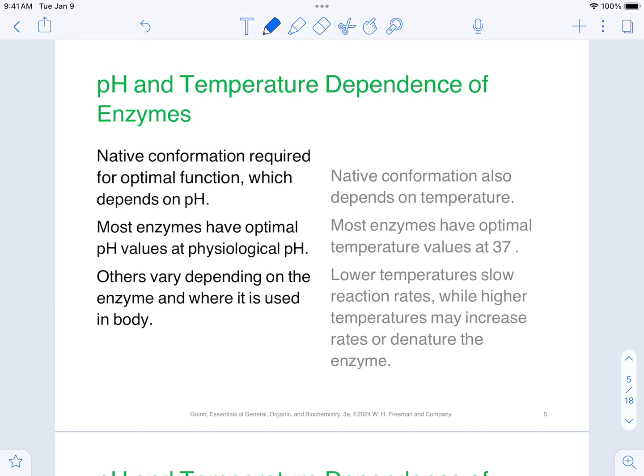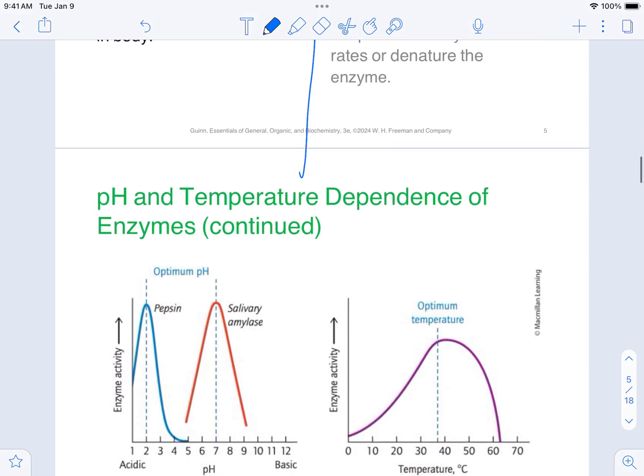So your pH and temperature dependence of enzymes. We can split this up. Your native conformation required for optimal function depends on pH. Most of the enzymes out there have optimal pH values at about 7.4, your physiological pH, 7.35 to 7.45. However, others do have different pHs, depending on where the enzyme is used in the body.